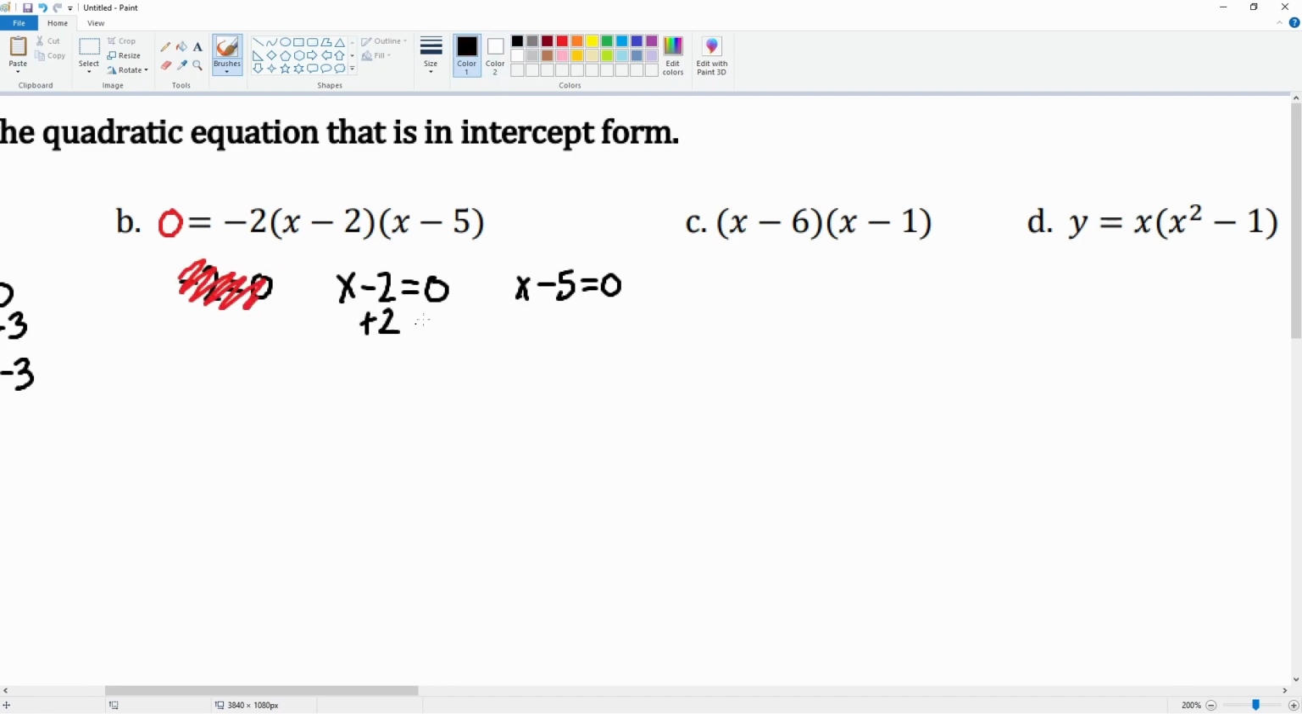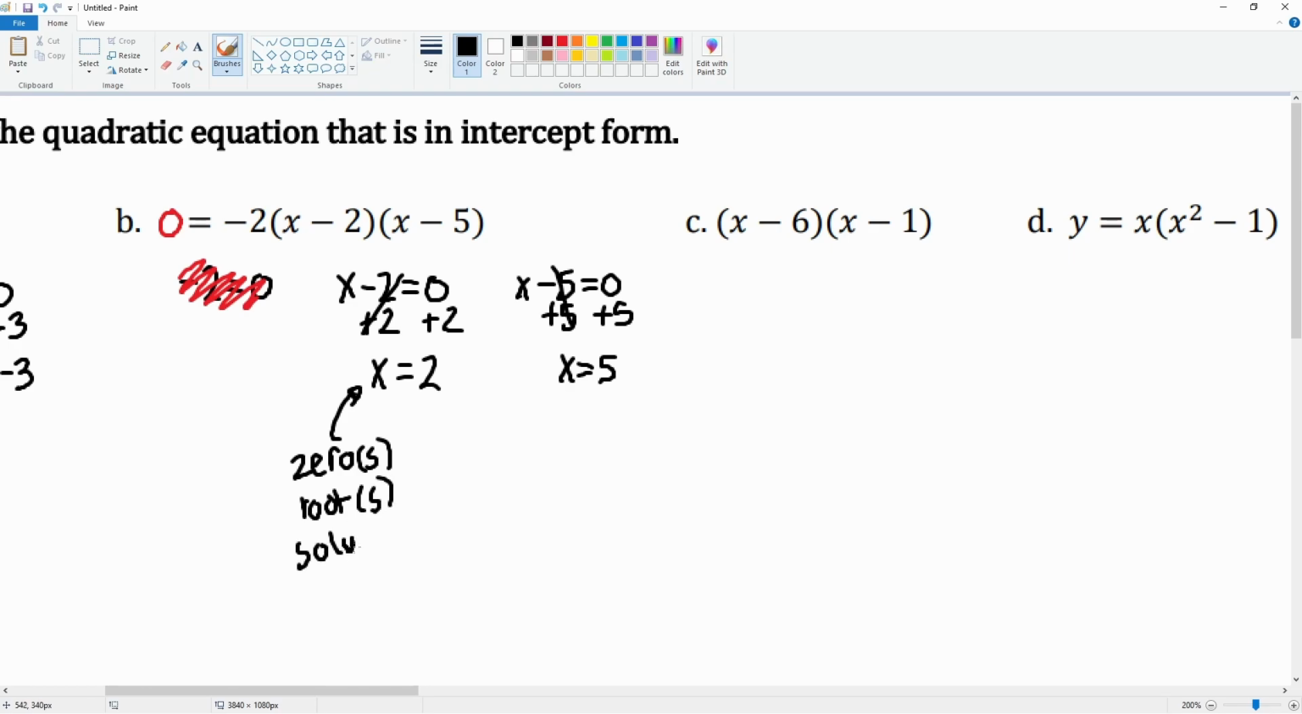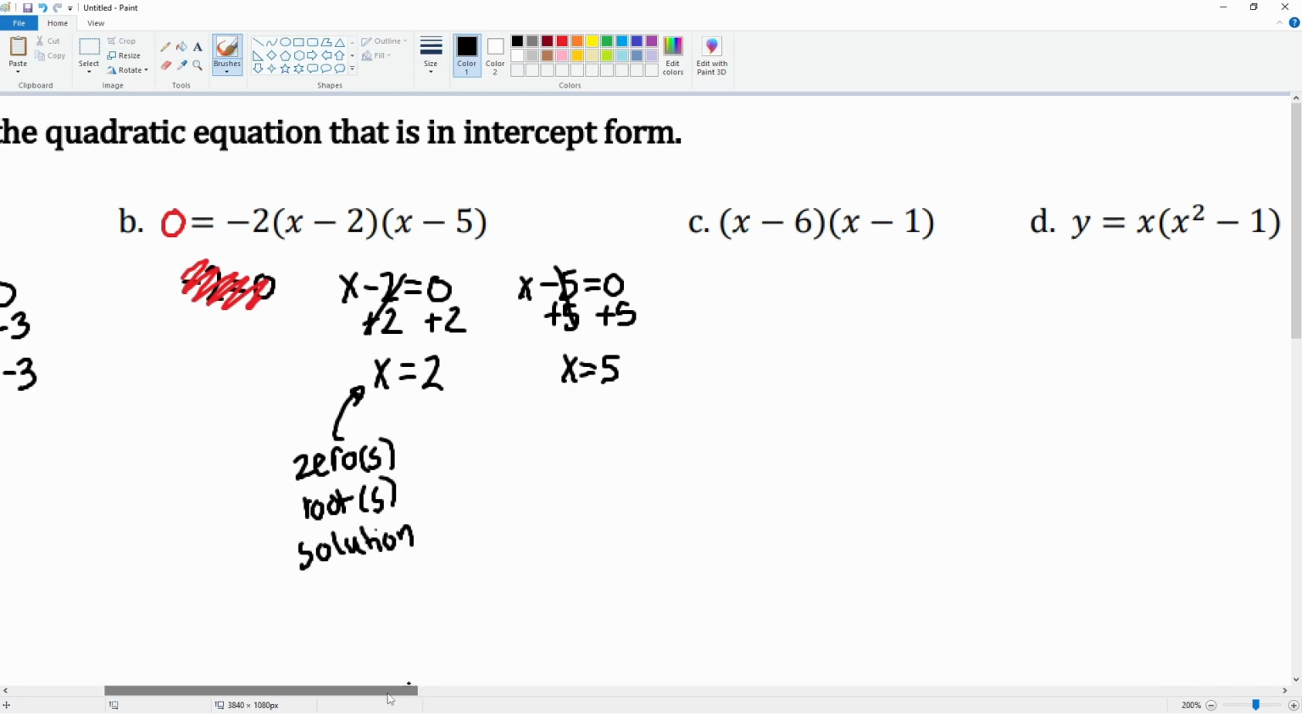We want to add 2 to both sides. This cancels, leaving you with x is equal to 2. X minus 5 equals 0, so we add 5 to both sides. This cancels, leaving you with x is equal to 5. So again, these are your zeros, your roots, and also your solutions.